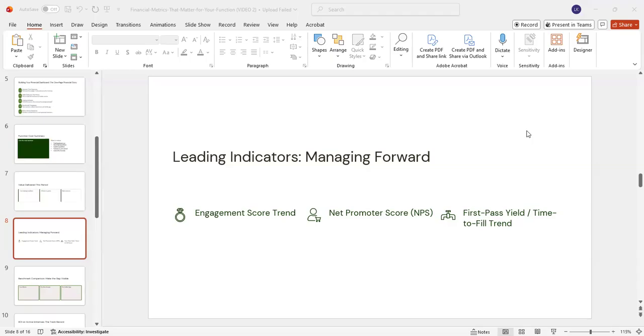Another indicator might be the net promoter score, where a declining score could be an indicator of a revenue forecast problem before it shows up in the actuals. Similarly, declining first pass yield might predict future defect costs, and rising time to fill indicates that there is hiring cost pressure and capability gaps that may be occurring without anybody actually noticing it.